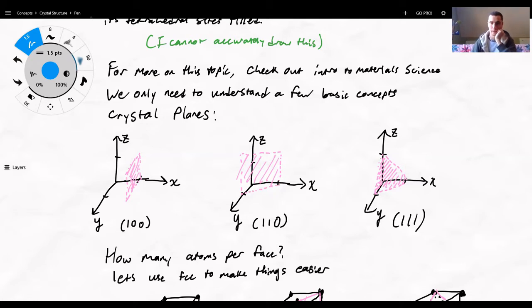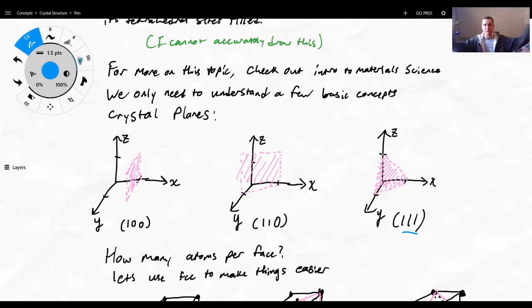Then the last one that we have to look at is the 1, 1, 1. That intersects the Z at 1, the X at 1, and the Y at 1. So that makes this triangle here. Now, just to be clear, you're not actually making a triangle. These are planes, so all of these are completely infinite. But this is the way it's drawn a lot of the time, just because you want to restrict it to your graph.